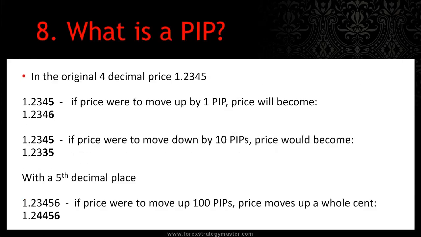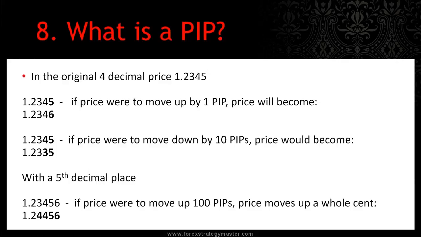In the original 4 decimal price, 1.2345, if price were to move up by 1 pip, the price would become 1.2346. The 5, being the pip, will move up 1 pip to 6. Now, if the price were to move down by 10 pips, it would go from 1.2345 to 1.2335. So we're going down by 10 pips.